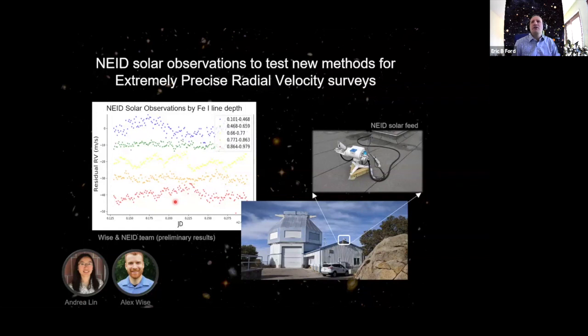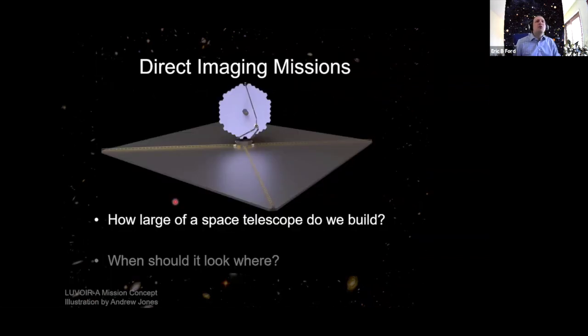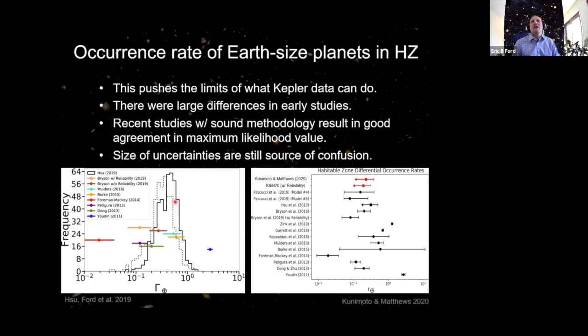I'll probably go quickly through this, but I do want to say a little bit about some of the implications for future surveys. So direct imaging missions, HABEX, LUVOIR, whatever new acronym they come up with next. The early question was how big a telescope we build. Kepler has largely put those concerns to rest. We now can be confident that we'll find something. But there's this new question of when and where it should look.